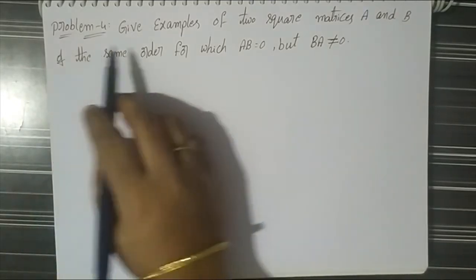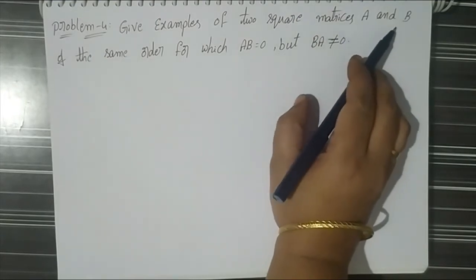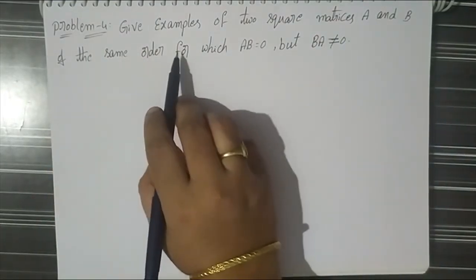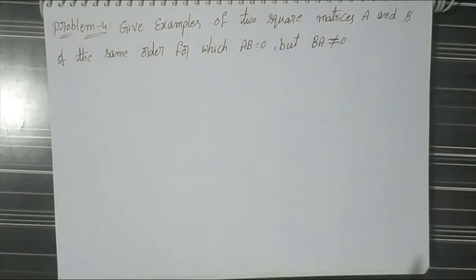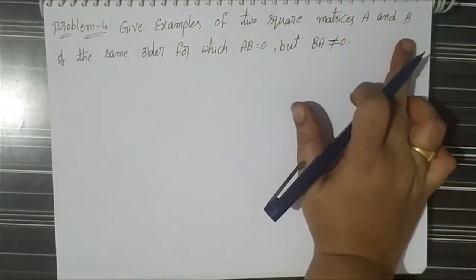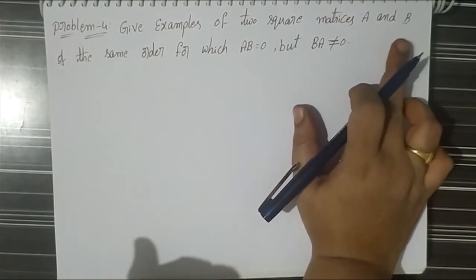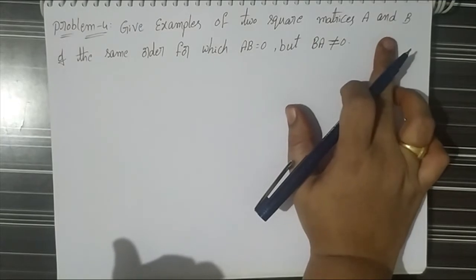Next, we will go to the fourth problem in the same section. The fourth problem is: give examples of two square matrices A and B of the same order for which AB equals 0 but BA is not equal to 0. This is our given problem. In this problem, we only write two matrices A and B for our assumption.